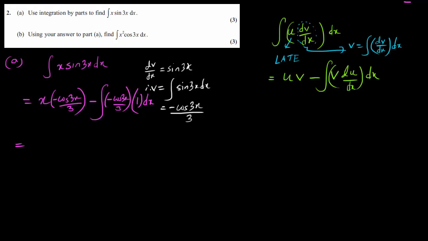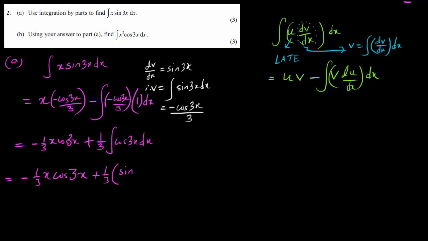That's the first line. The next line we simplify, so this would be minus 1 by 3 x cos 3x. Now this minus and this minus becomes plus, and we can bring the constant 1 by 3 outside. This would be cos 3x dx. So this would be minus 1 by 3 x, same as x by 3, cos 3x plus 1 by 3. Now the integration of cos 3x is sine 3x, so this would be sine 3x divided by, by the chain rule, 3. And since the integration is done, we can write plus c. So it would be minus 1 by 3 x cos 3x plus 1 by 9 sine 3x plus c.